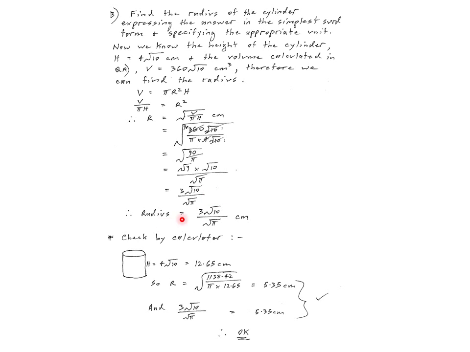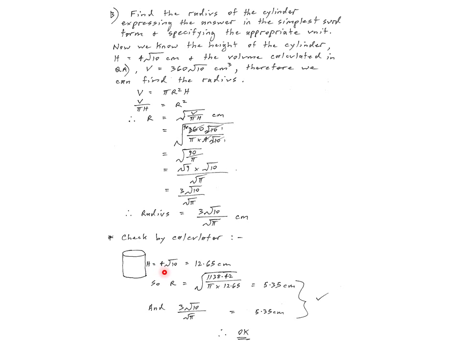So actually specifying that the radius is 3 root 10 over root pi, and that will be centimetres, getting the correct units there. And then again, checking by calculator just to make sure that they have performed that calculation correctly. I would probably like to see them draw the cylinder. It makes it a bit more visual.